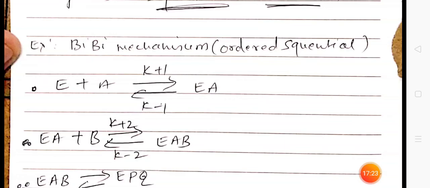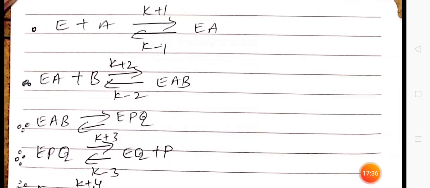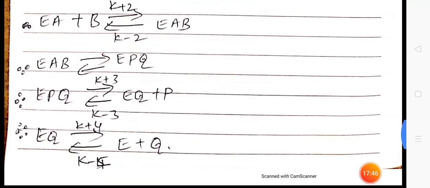It is also called a bi-bi mechanism, and you can see this equation: enzyme plus A, with K plus 1 forward reaction, they can form EA, with K minus 1 as the reversible reaction. Once EA forms, that can bind to another substrate, B, with K plus 2, and form EAB, a reversible reaction with K minus 2.